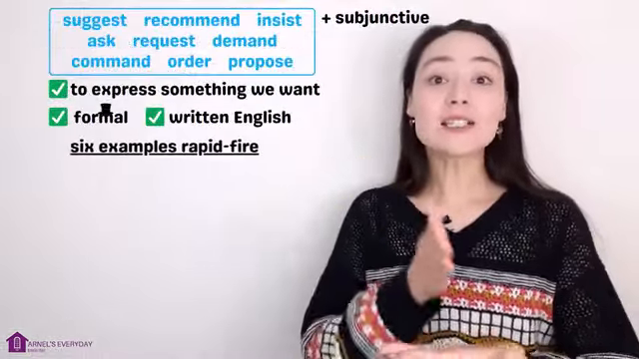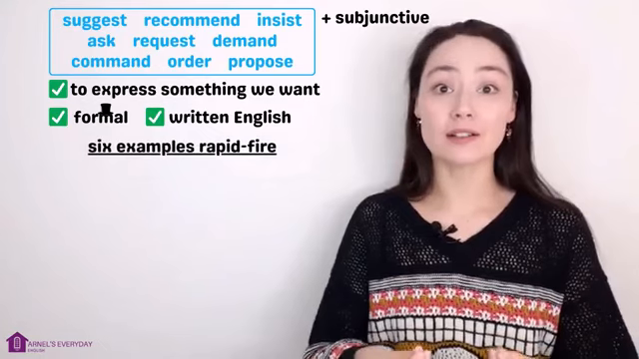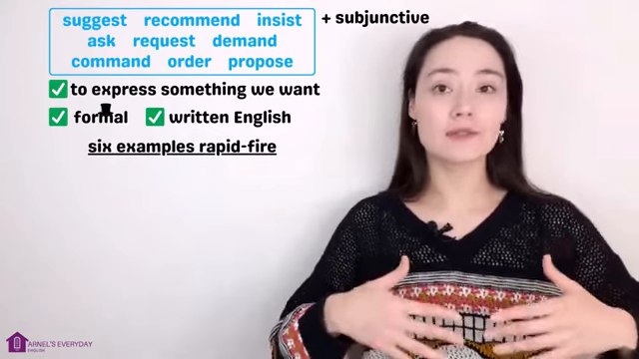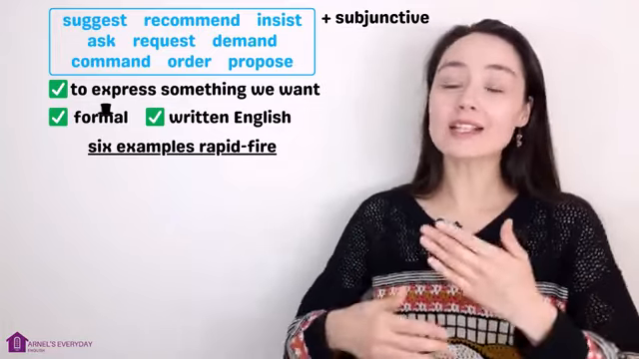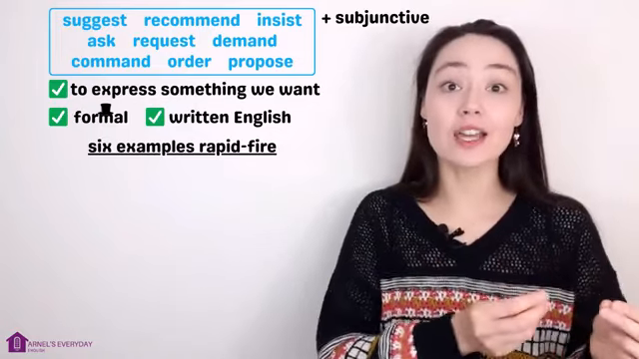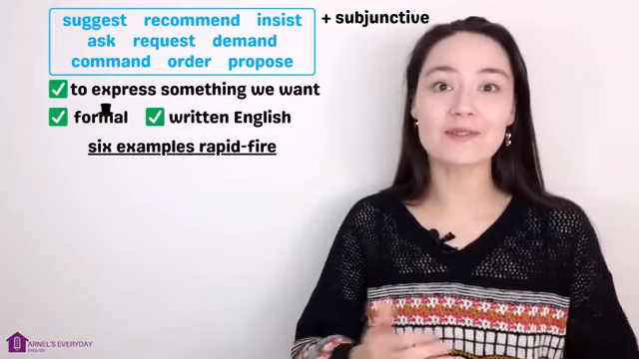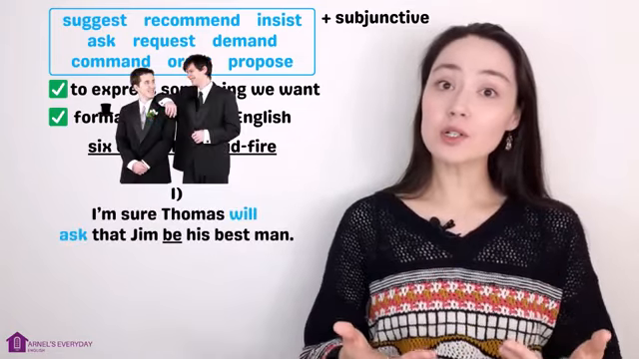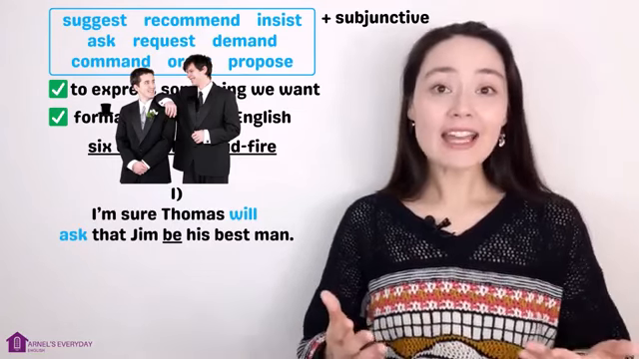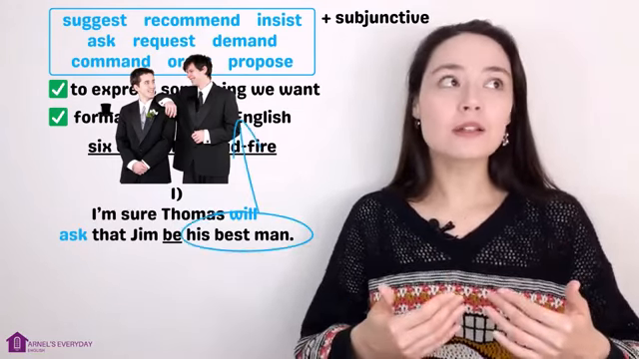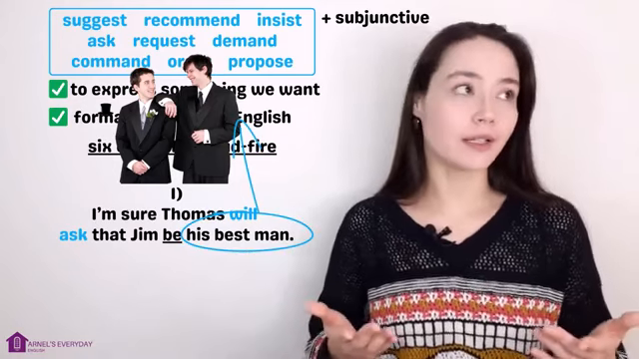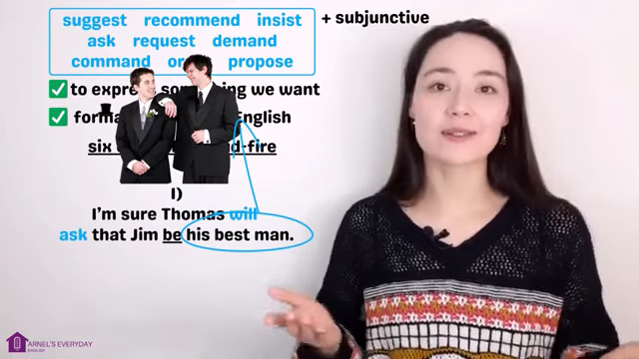Okay, let's do 6 more example sentences rapid fire. In English, when we say rapid fire, we mean a person gives a lot of examples, or they ask a lot of questions, like in an interview, very quickly, one after the other. 6 examples rapid fire. I'm sure Thomas will ask that Jim be his best man. And a best man is the groom's #1 man at his wedding. The best man could be a brother, a best friend, a relative.